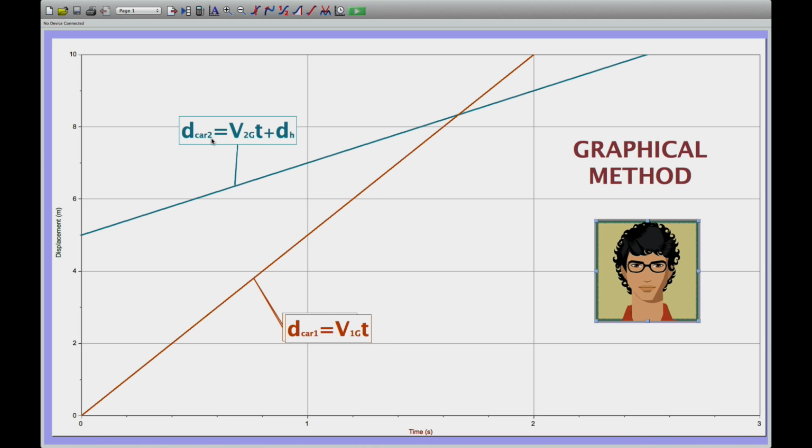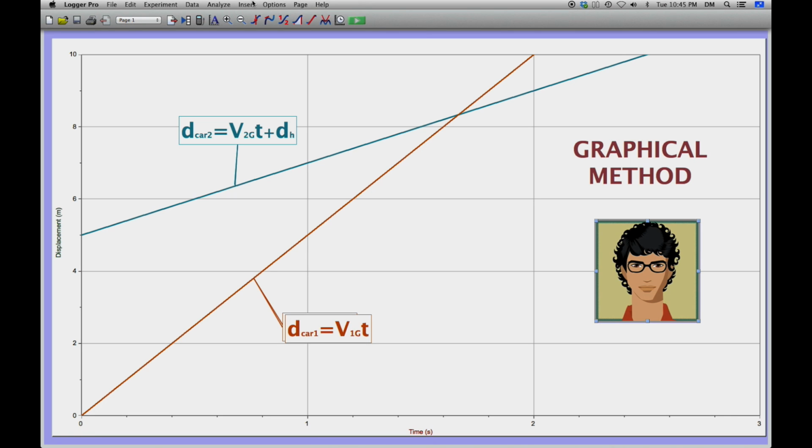Over here, we have the displacement of car 2, and it's equal to V2G, so its slope is represented by this blue line over here, and notice that it has a head start. So the y-intercept, DH, D head start, is 5 meters, and so that's where this guy starts. So we can see that their intersection occurs over here where my cursor is, and where that intersection occurs determines the time at which the cars meet and also their displacement relative to the origin, which was at the beginning of where car 1 started.